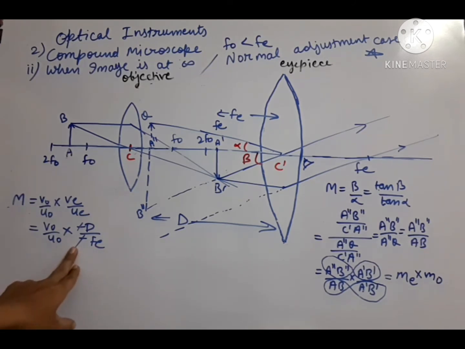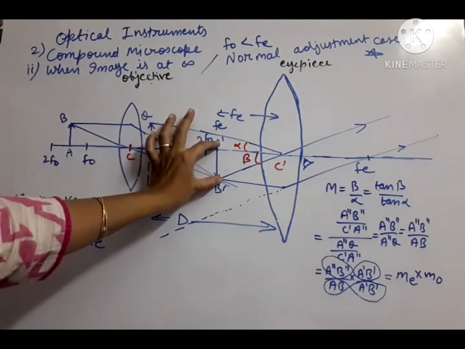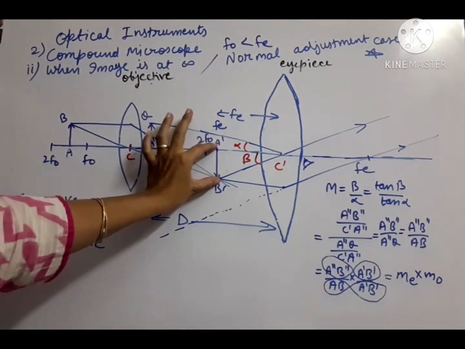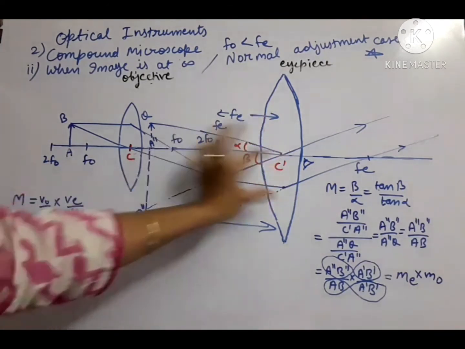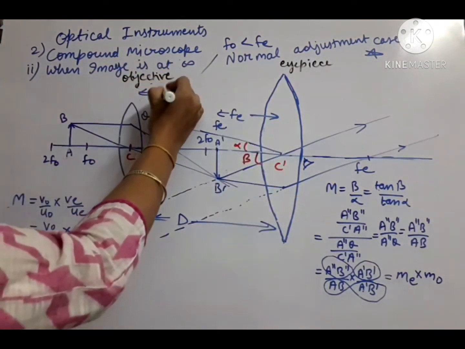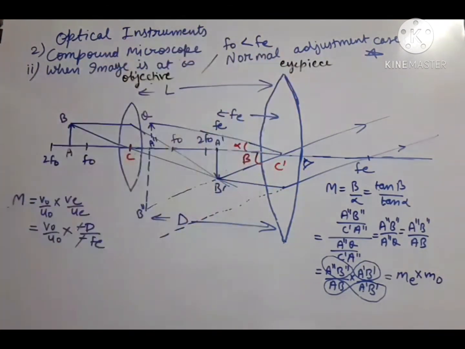Now here you will notice that VO and UO in the previous case also and in this case also can be approximated. VO means image distance of objective. So where is the image? Image is here. This image is actually very close to the eyepiece and this is called the length of the tube.